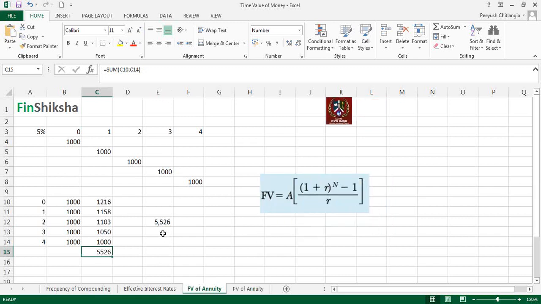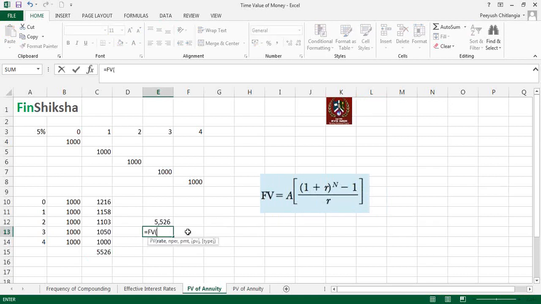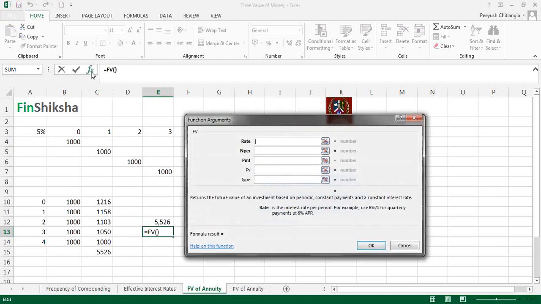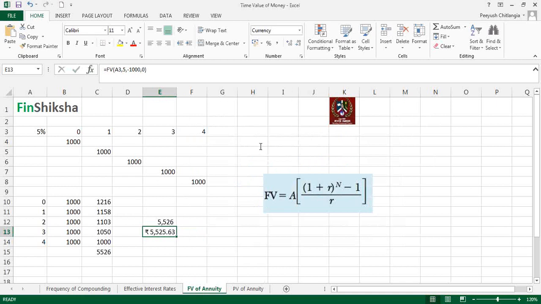The same could also be done using the FV function, correct? So FV, future value, what is the rate? 5%, number of periods, 5, payment amount, 1000, and in this case minus 1000. There is no present value, and we are assuming a payment at the end of the year, so we leave type blank. What is it that we get?